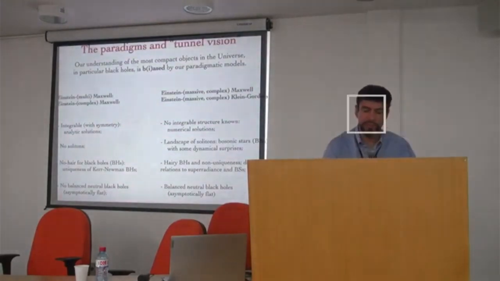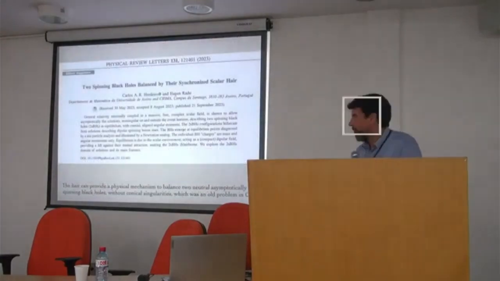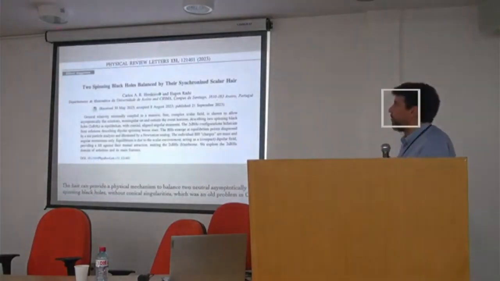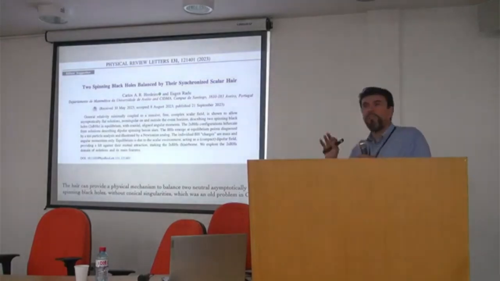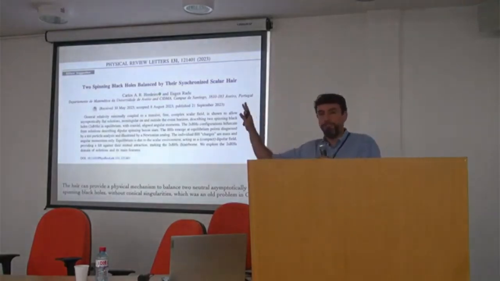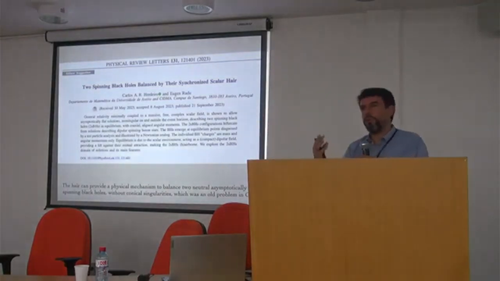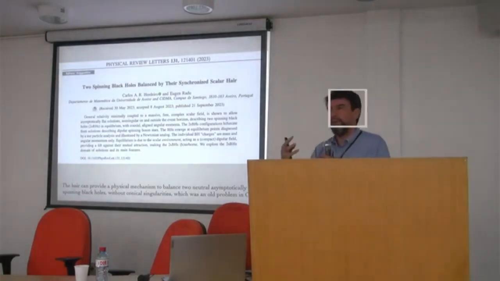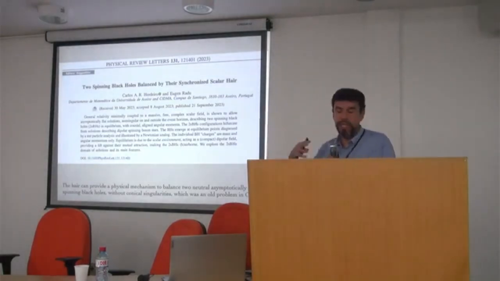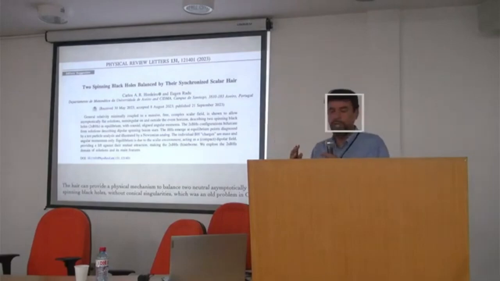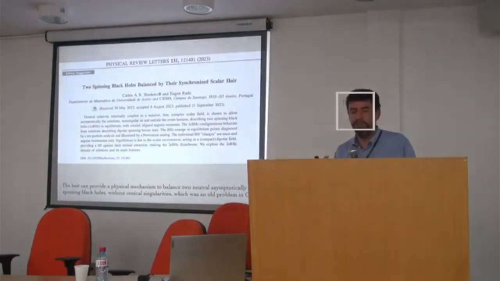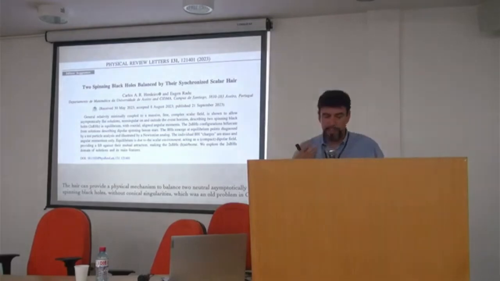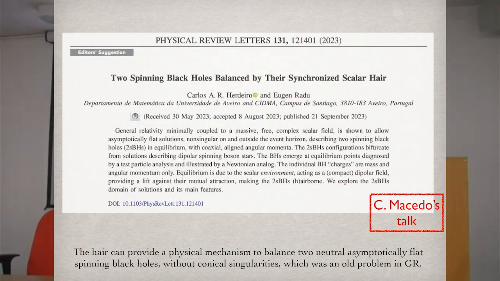And this is a construction that we've shown last year together with Eugene. You can have two spinning black holes balanced by their synchronized hair, which is, of course, a very fine-tuned system, but it shows that in some circumstances you could have the scalar, or in this case also vector, interaction actually counterbalance gravity and even overcome it, which could be interesting even in dynamical systems.